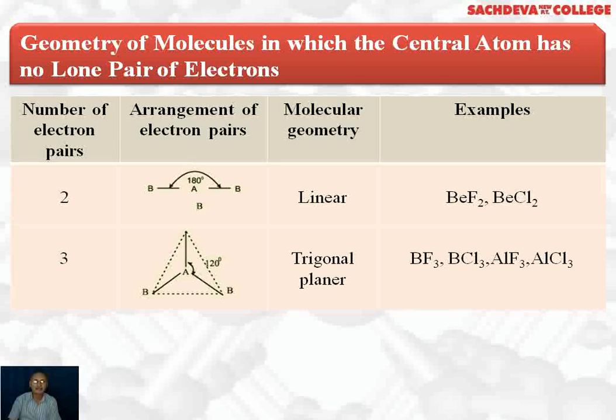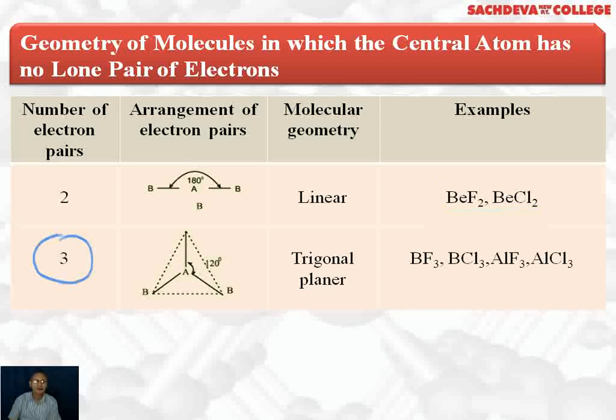The first example we are taking is when we have two bonded pairs of electrons. When we have two bonded pairs of electrons, the best arrangement is linear. That is, both the bonded pairs should be in opposite directions at a bond angle of 180. So the shape of such molecules in which there are two bonded pairs of electrons is linear. Examples are BeF2 and BeCl2. BeH2 is another example of this type.